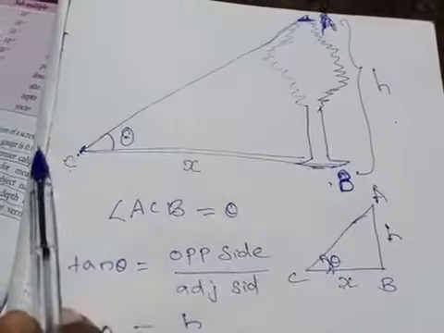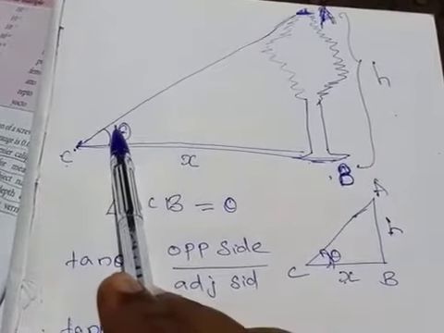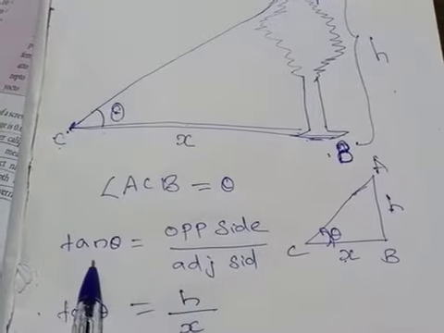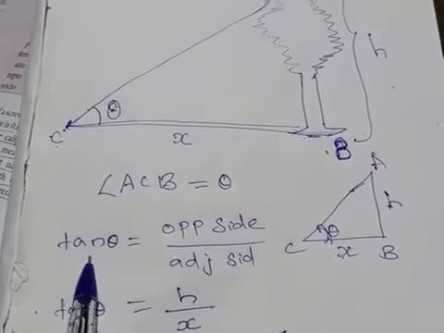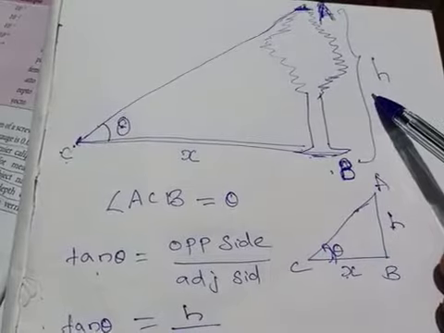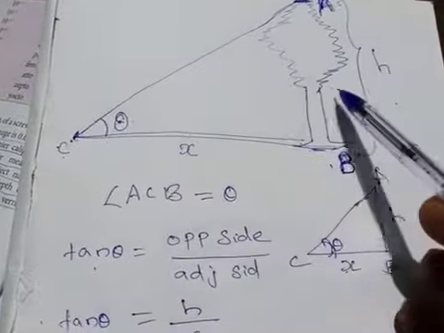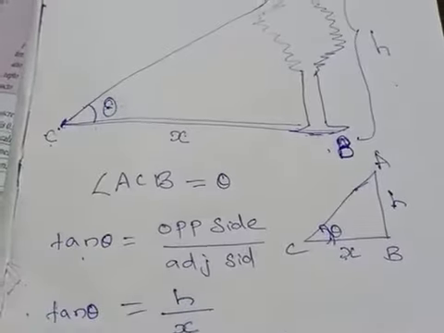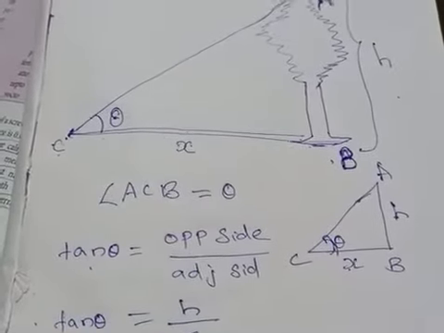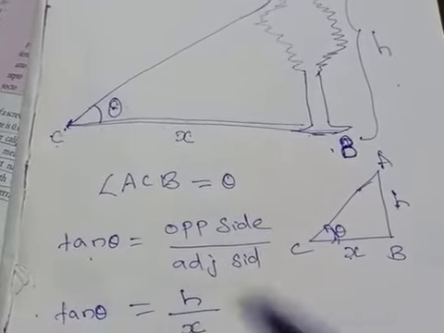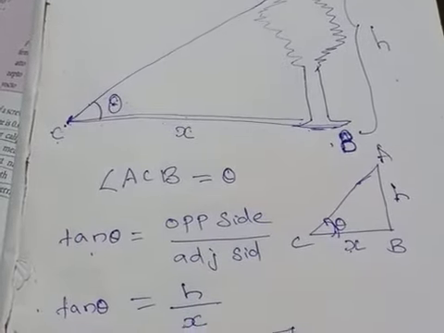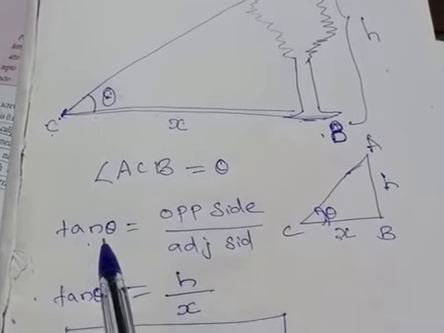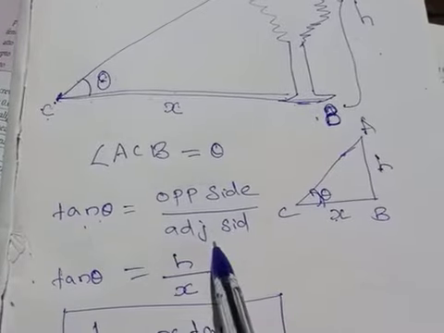Now angle ACB is equal to theta. Tan theta is equal to, you see, this is theta. Theta's opposite side is h. Theta's adjacent side is x. So you can easily measure this tree height by using the formula tan theta is equal to opposite side by adjacent side.